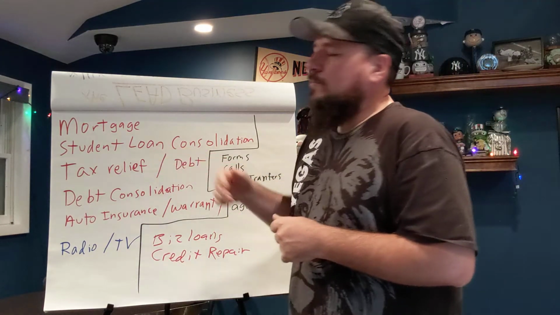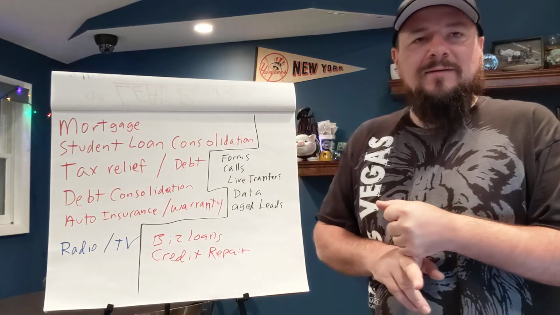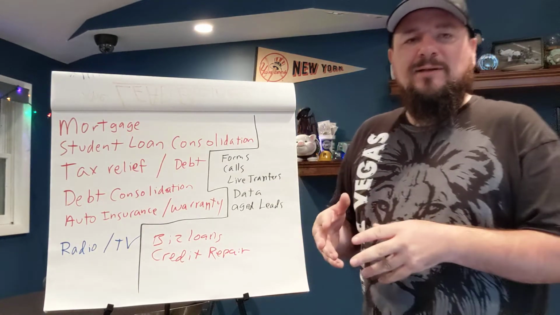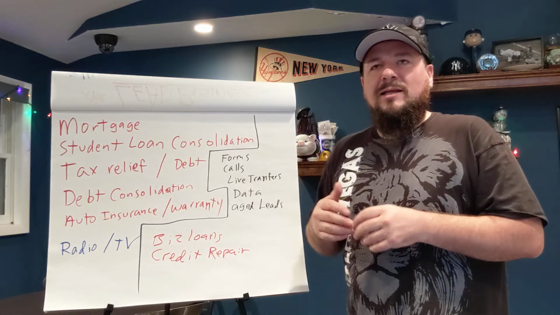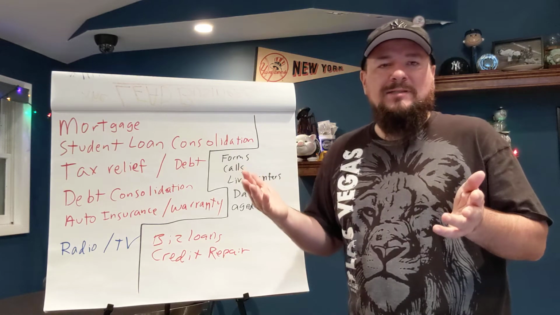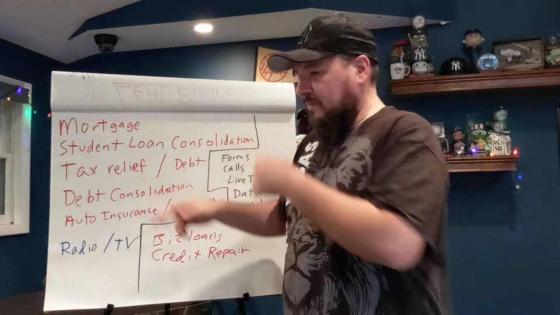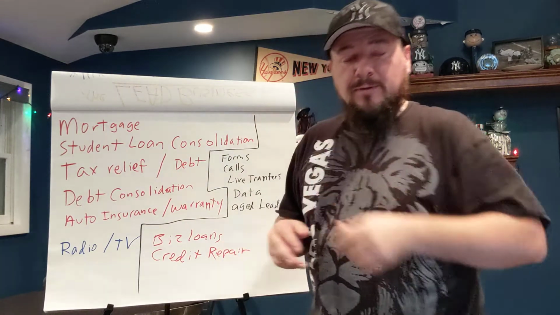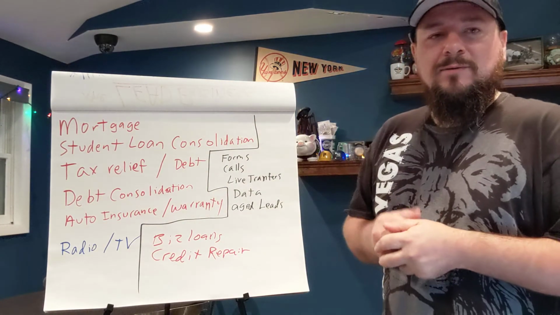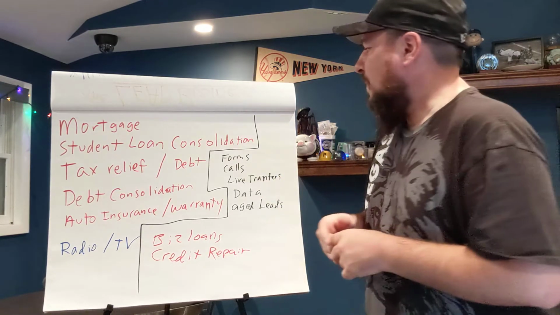So student loan, they like calls and data. When I did a decent amount of student loan, I never really sold a lot of forms. It was hard to sell. They just wanted calls or data. Tax relief, you can do similar, calls or data. It was a little harder to sell forms. They just wanted calls or data.